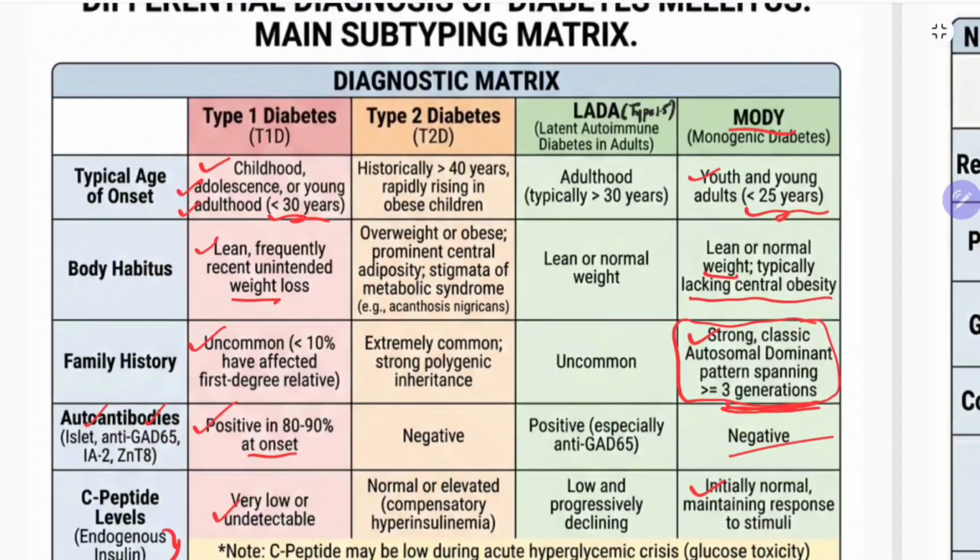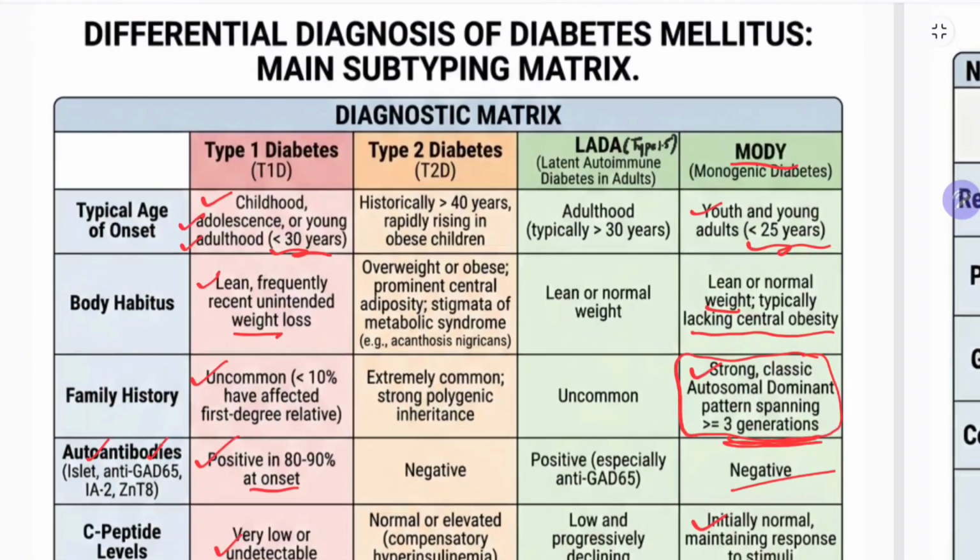Now we will discuss type 2 and LADA, type 1.5. The age of onset is typically more than 40 years. Now it was 40 years, but it is rapidly rising in obese children also. So in obese children, you should suspect type 2 diabetes also. Along with MODY, you should also suspect type 2 diabetes mellitus in children nowadays, because they are also having obesity.